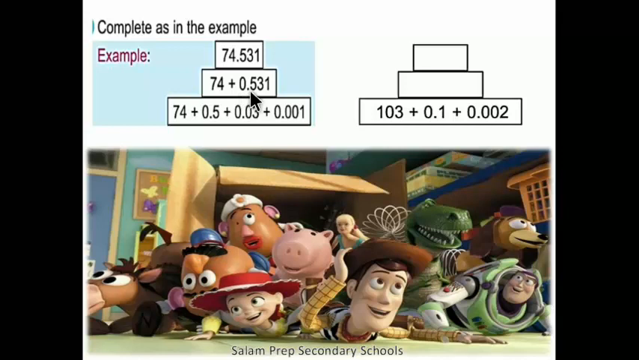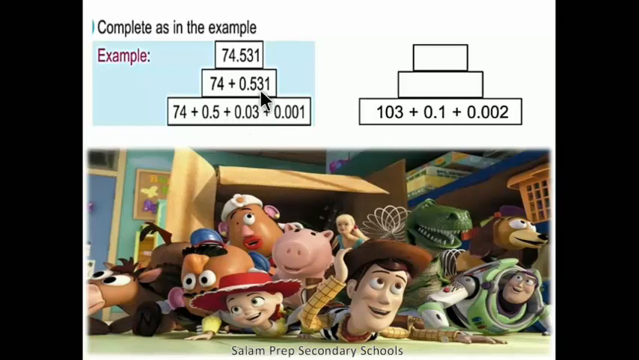0 in the whole number, 0.531. Now we will expand the decimal part, okay? We will write 74, the whole number, plus now we will expand the decimal part, 531 thousandths. The first place is tenths, so I will write 5 tenths, okay? Plus 5 tenths means 0.5.